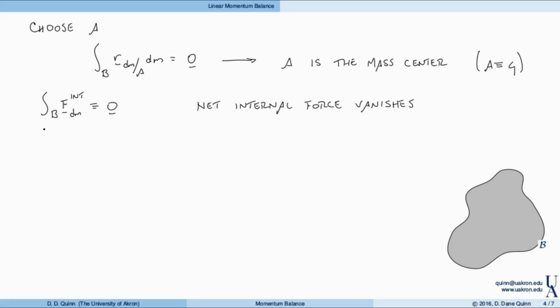Now, when I look at the external forces, well, that's just the integral over the body of all the forces that are applied, right? So really, this is just adding up all of the forces that are applied to the body. So we write that as the sum of the forces acting on the body. And this integral looks like the total external force.